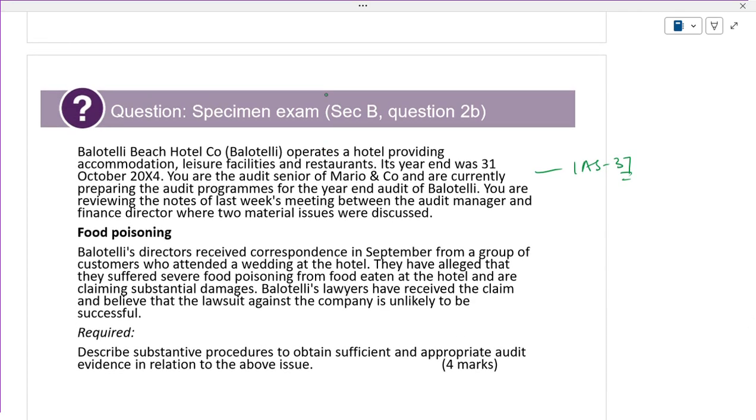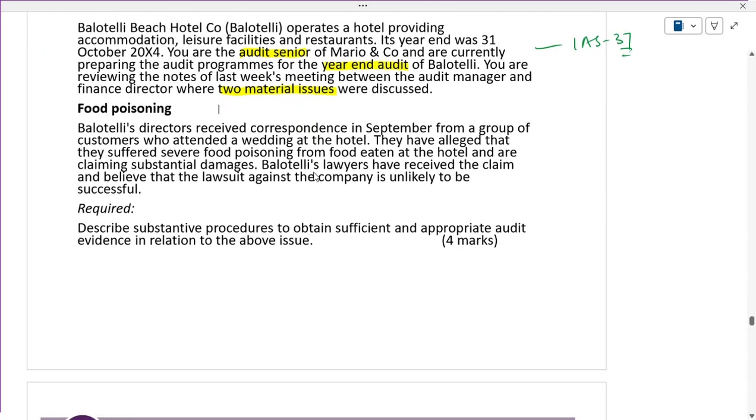Botoli Beach Hotel operates a hotel providing accommodation and leisure facilities. It was year-end and you are an audit senior, currently doing a year-end audit. You review the notes of last week's meeting between the manager and the finance director. Two material issues were discussed.